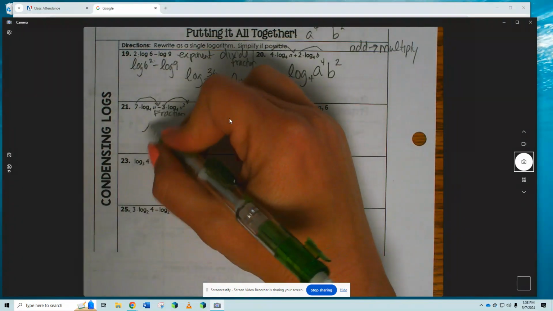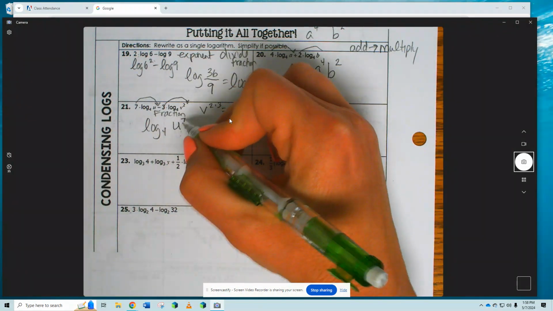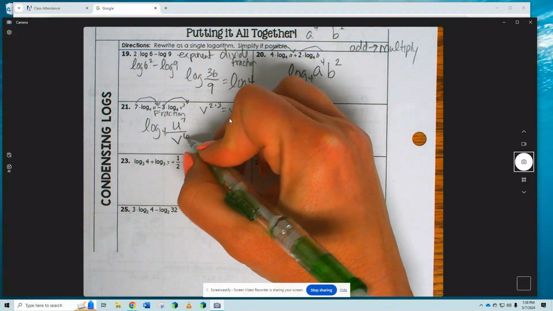Log base 4. Ready? On top, U to the 7th. On bottom, V to the 6th. And you're done.